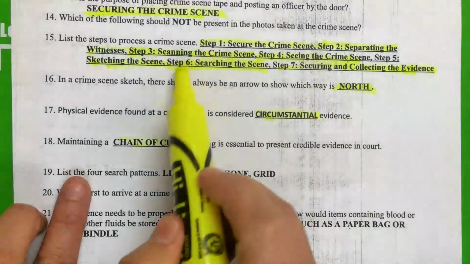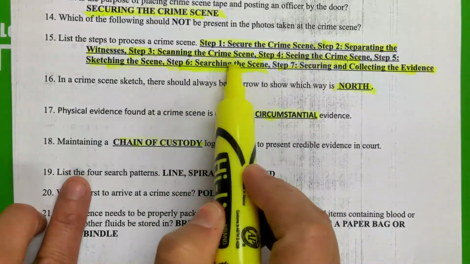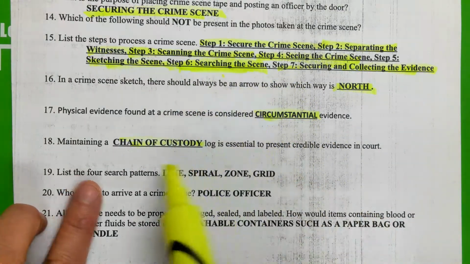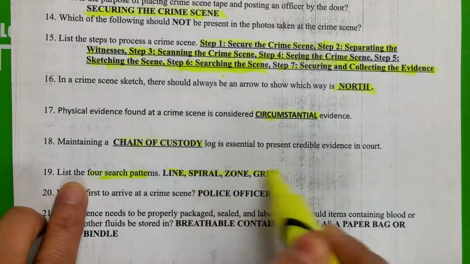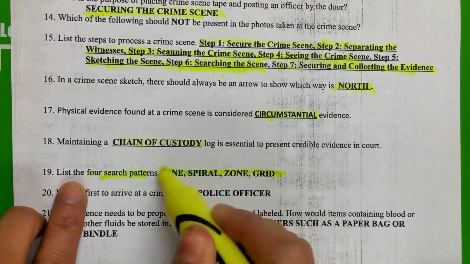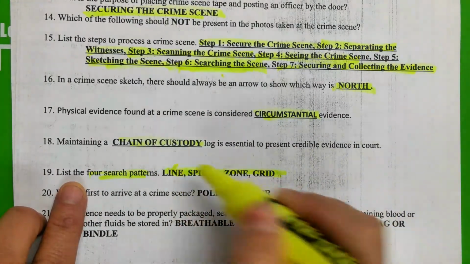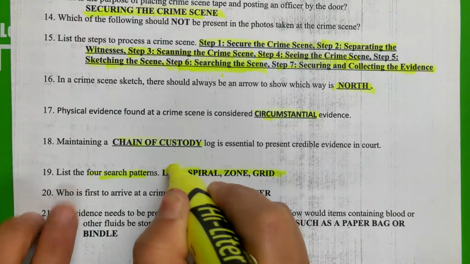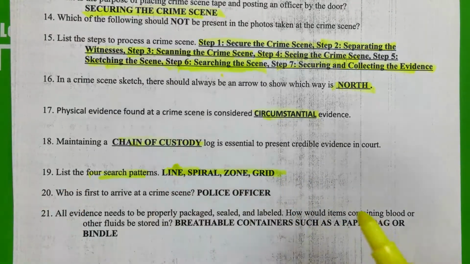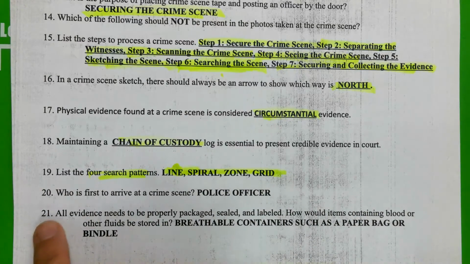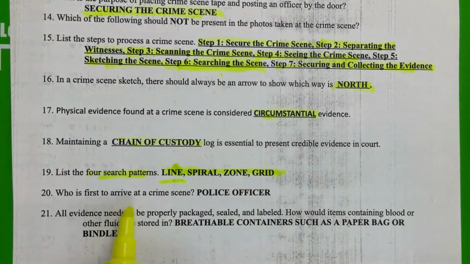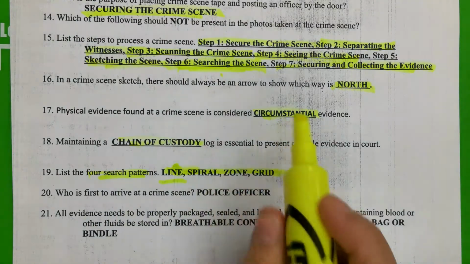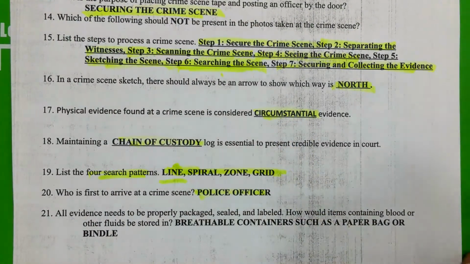And a part of step 6, which is searching the scene to find more evidence, these are the 4 search patterns. This is line, spiral, zone, and grid. Line is the only one where you probably need more than one person. So very important to understand that as well. Number 20, who is first to arrive at a crime scene? That is the first responding officer.